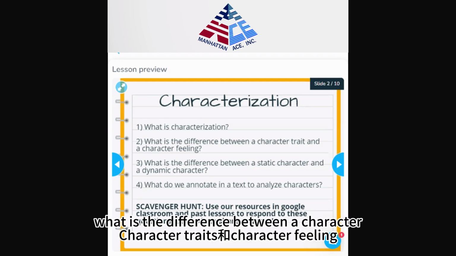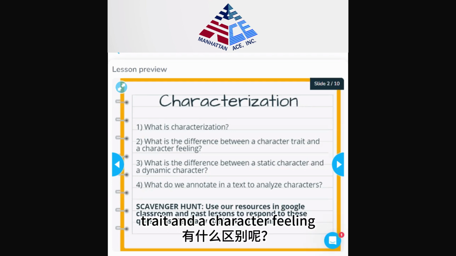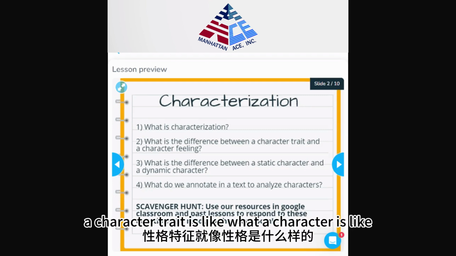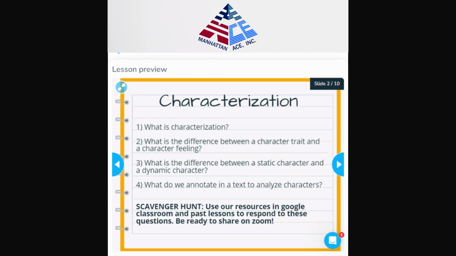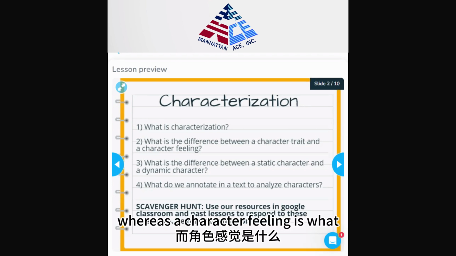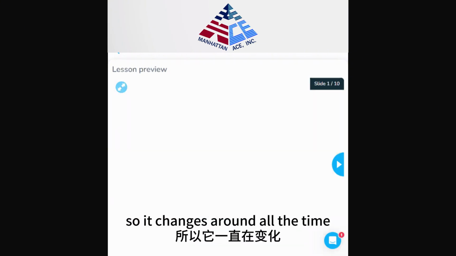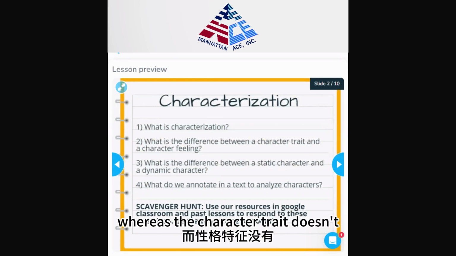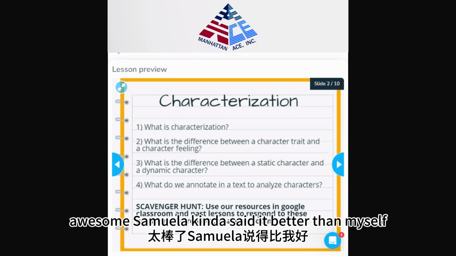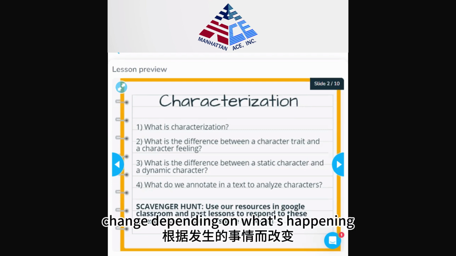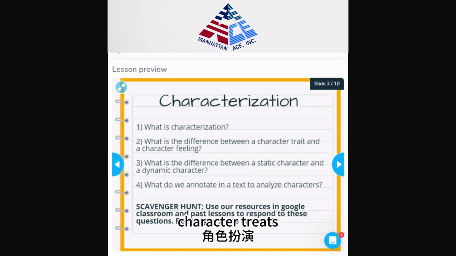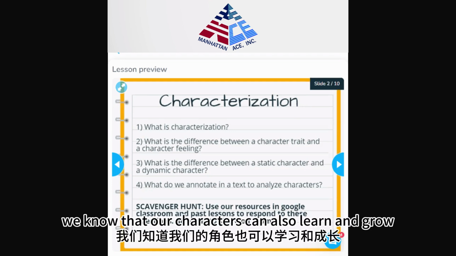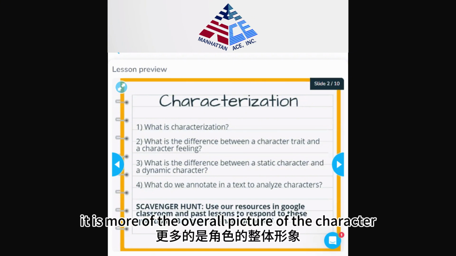What about number 2? What is the difference between a character trait and a character feeling? Difference is that a character trait is like what a character is like, whereas a character feeling is what character is currently feeling. So it changes around all the time, whereas the character trait doesn't. Awesome, Samuel. I couldn't have said it better myself. Character feelings change depending on what's happening. Character traits, we know that our characters can also learn and grow. However, it is more of the overall picture of the character.